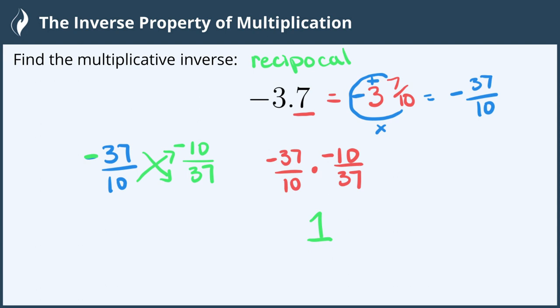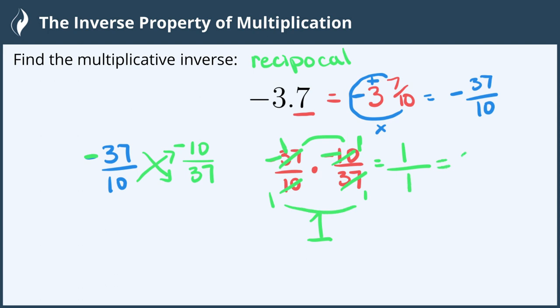We can go ahead and simplify before we multiply. 37 divided by 37 is 1. 10 divided by 10 is 1. -1 times -1 is +1. 1 times 1 is also +1.